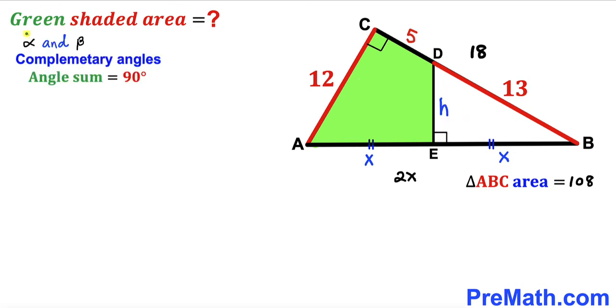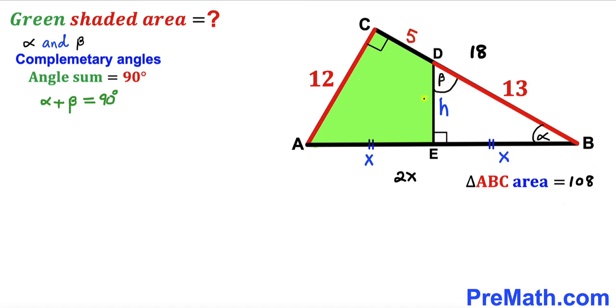And now let's assume that alpha and beta are our two complementary angles. In other words, the sum of these two angles, alpha plus beta, must be equal to 90 degrees. Let's assume that this angle is our angle alpha. We know this is our 90-degree angle. So therefore, this angle has got to be our angle beta.